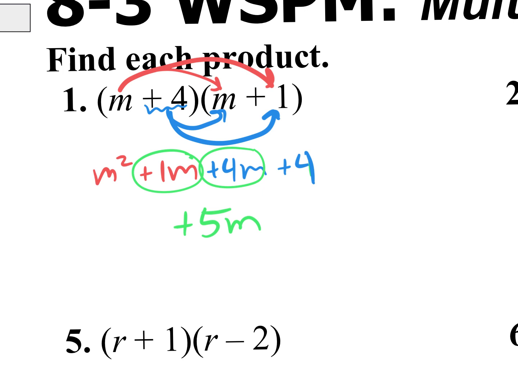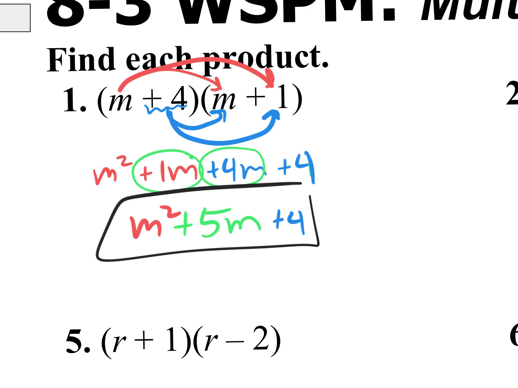Now, what about the m squared that's in the front? Just bring it down, m squared. What about the positive 4 at the end? Bring it down, plus 4. And there's your answer. So the linear binomial times the linear binomial gave us a quadratic trinomial. Let's jump to number 3.